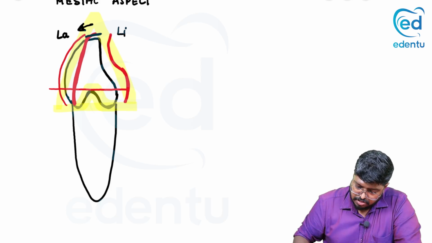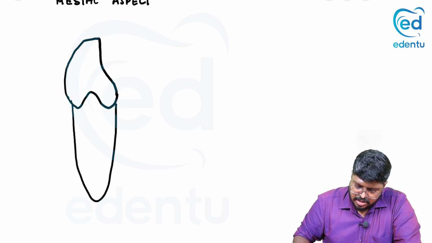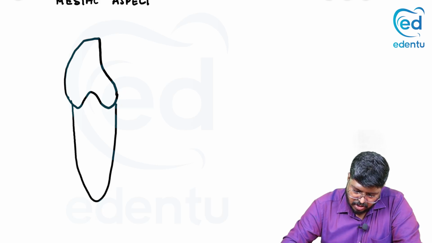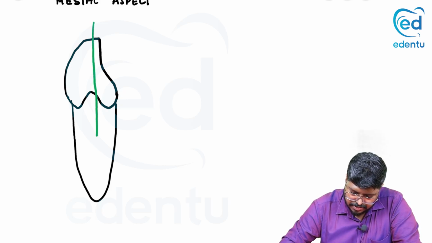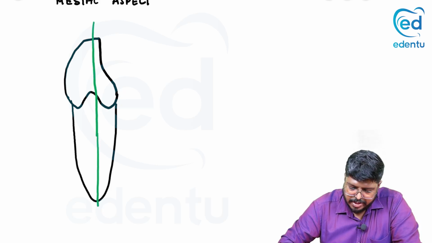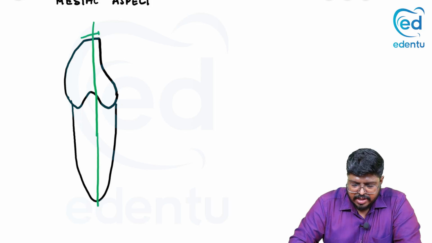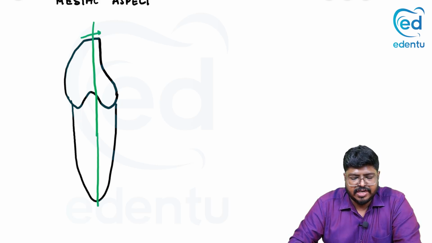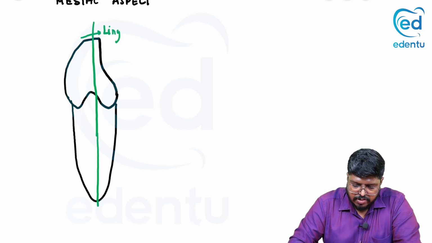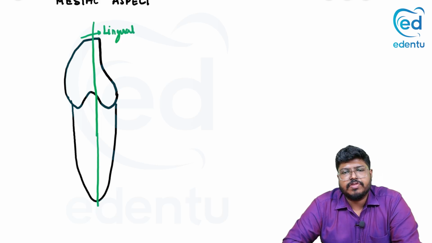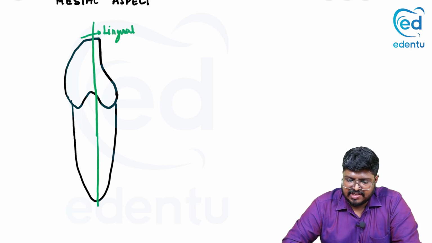What is also more important to note is an offset. If you look at the long axis of the tooth, you will be able to appreciate that the tip is more offset towards the lingual side. The tip of the tooth is much more offset towards the lingual side. This is the mesial aspect of the mandibular central incisor.